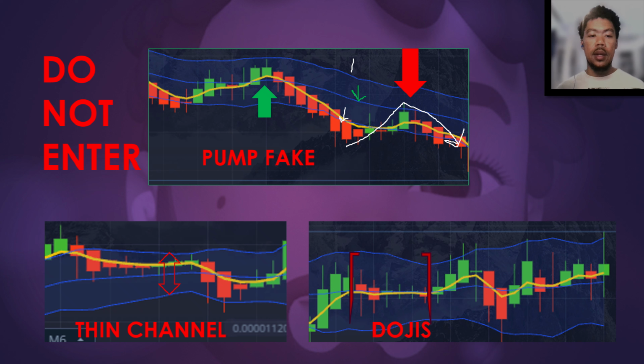So the pump fake again is when you start at the bottom, as you can see, if we're looking at this second red bottom area, and then it only goes to the middle and then it continues back down. Okay, so in real time, you wouldn't see any of this.